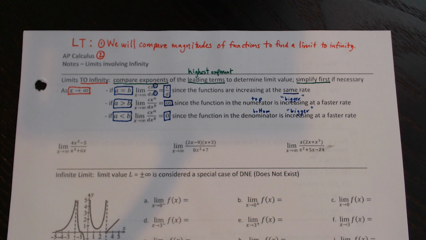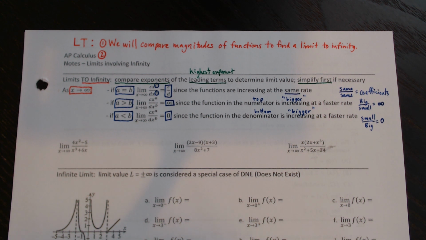In the opposite scenario, if your exponent in the denominator is bigger than the exponent in the numerator, the function in the denominator, or the bottom, is a bigger function because it's increasing at a faster rate. It will basically cancel out that numerator function as it gets bigger and bigger, and so the final limit value will be 0.